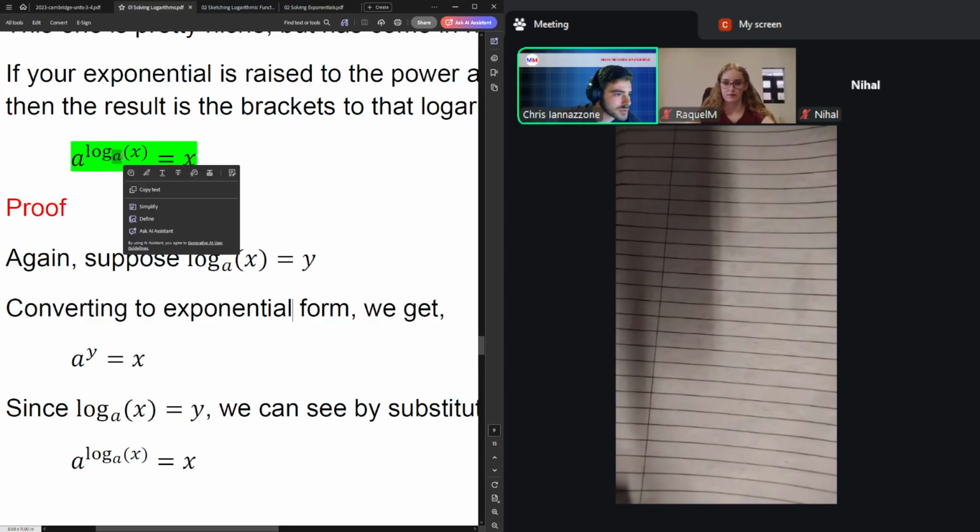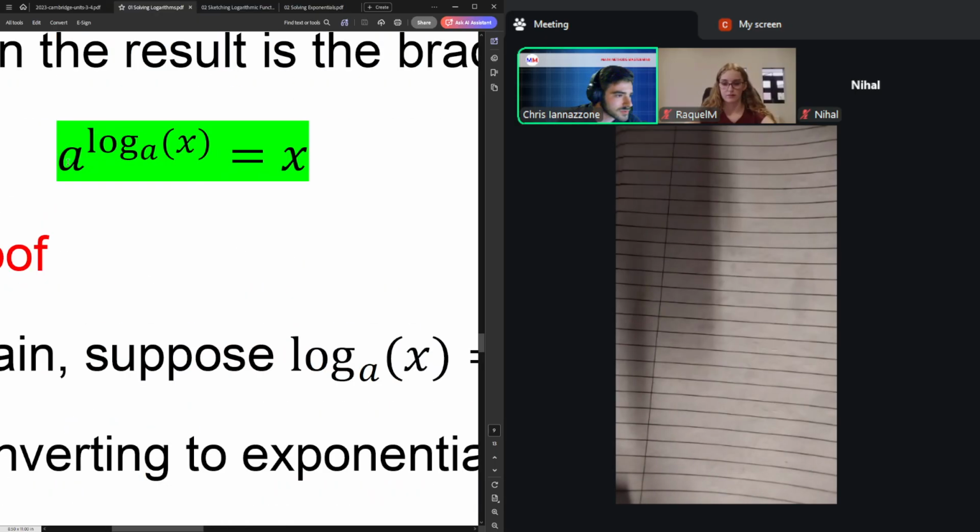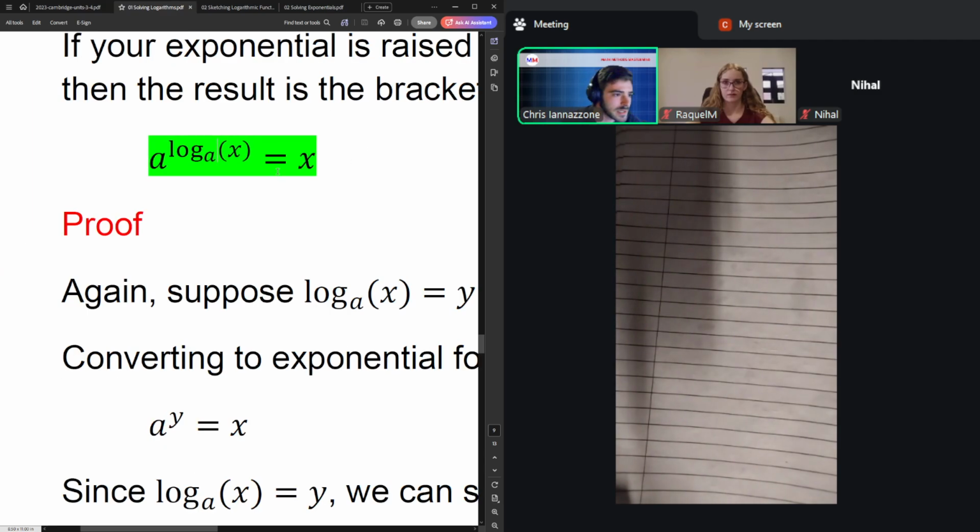The key thing you're looking for is that the base of the exponential is the same as the base of the logarithm that's in that exponent spot. If you have that, nothing else matters. The solution is just whatever's inside the bracket. That whole thing simplifies down to just whatever's in this spot here.